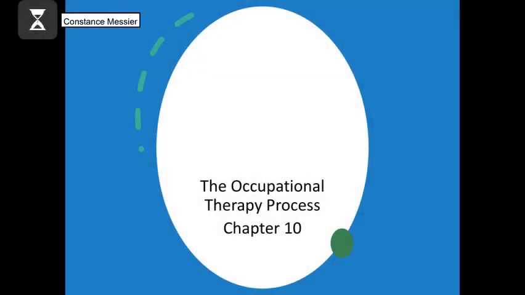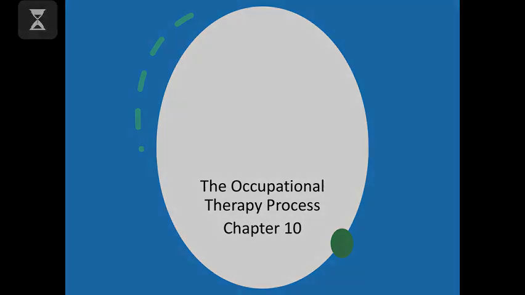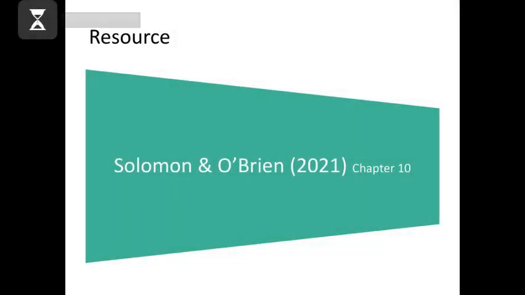Welcome to the recorded lecture, The Occupational Therapy Process, Chapter 10 of your Solomon and O'Brien text. The resource for this lecture is the Solomon and O'Brien text, Chapter 10. However, I have referenced information from the Occupational Therapy Association Practice Framework.